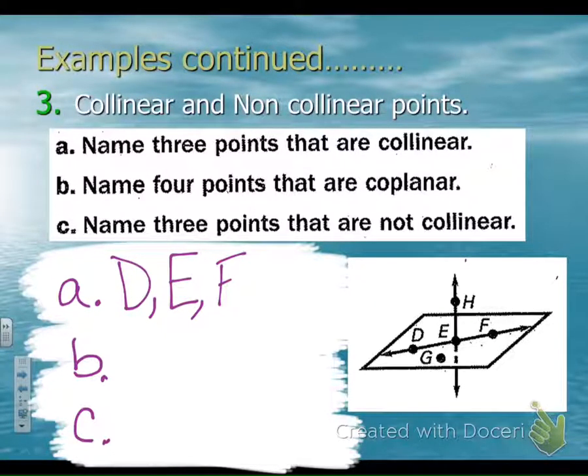Part B asks for 4 points that are coplanar. Well, I see my plane here. Kind of looks like a parallelogram. And inside of that plane, I see D, E, F, and G. So those 4 points are all coplanar.